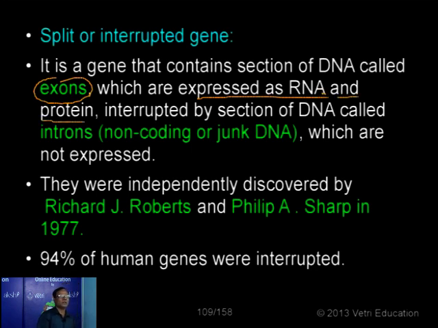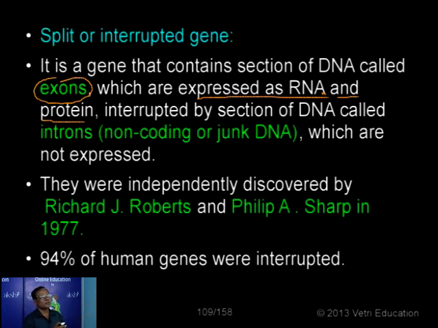Those sequences of DNA, a structure of DNA, which can be transcribed into RNA and then translated to form proteins are called exons. That is nothing but stretches of DNA having the message. They are expressed, they have the message to form RNA, which is later translated to form proteins, and such regions are called exons. And in between the exons, that's why it's called an interrupted gene.